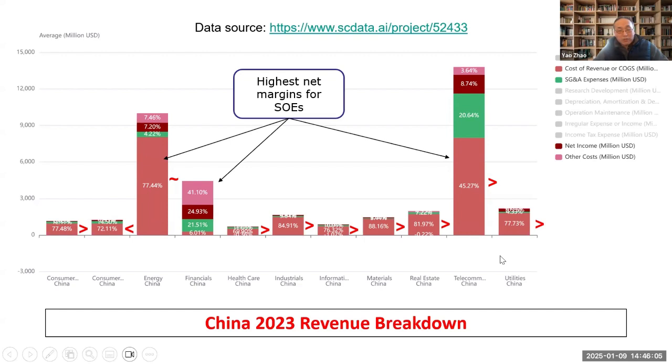And the second observation is if you look at the three state-owned enterprise dominated industries, that's energy, financial services, and telecom, these industries have the highest profit margins. In fact, if you look at financials, making 25% of revenue as their net margin, which is amazing.